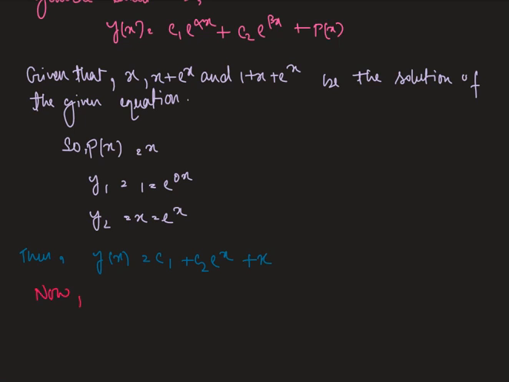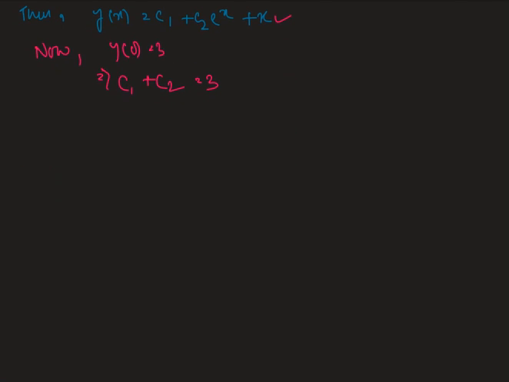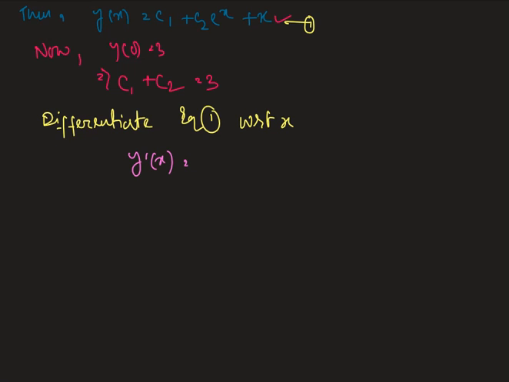Now y(0) is equal to 3, it is given. Therefore if we put the value of x equals 0 in this equation, we get c1 plus c2 is equal to 3. And differentiate equation 1 with respect to x, we get y prime (x) equals c2 e to the power x plus 1.